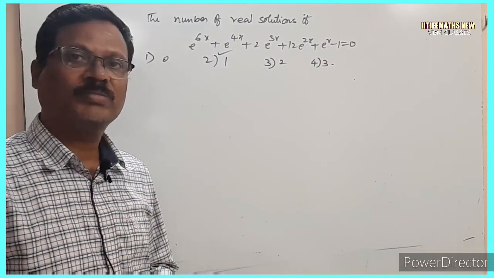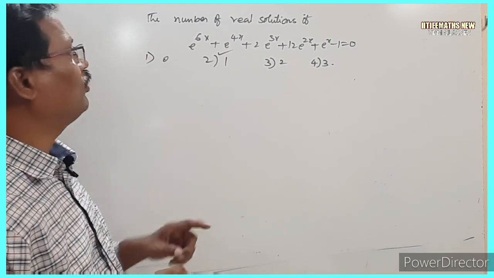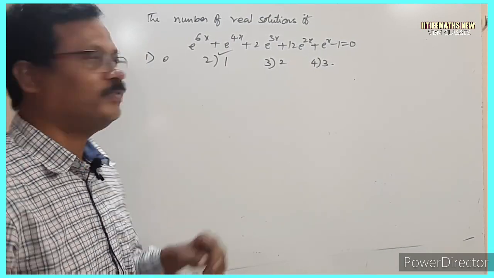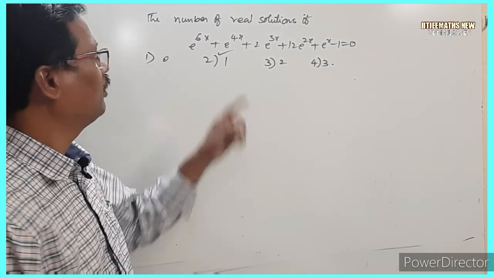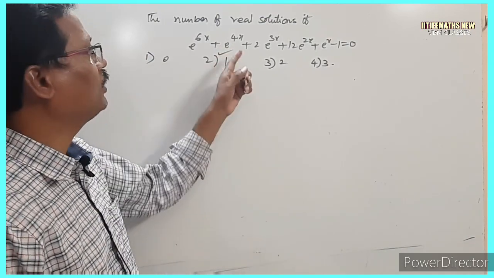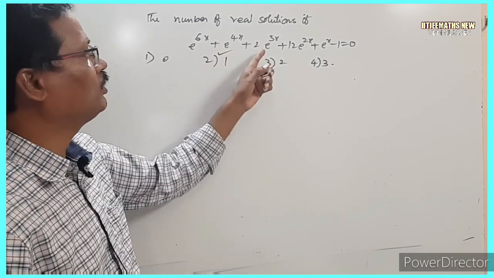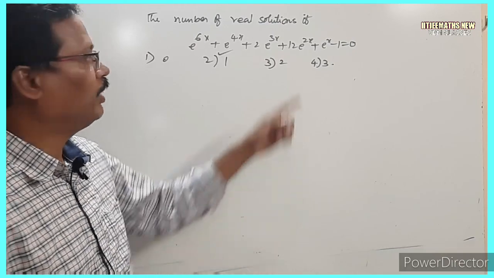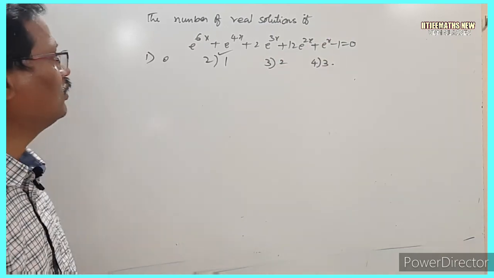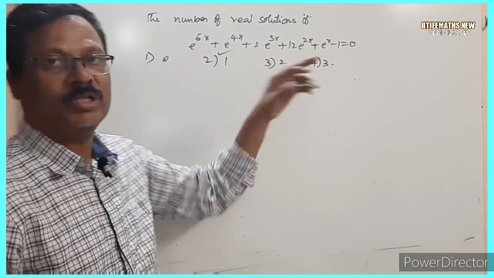Next problem. See the next problem. The number of real solutions of e power 6x plus e power 4x plus 2 into e power 3x plus 12 into e power 2x plus e power x minus 1 is equal to 0. Options: 0, 1, 2, 3.